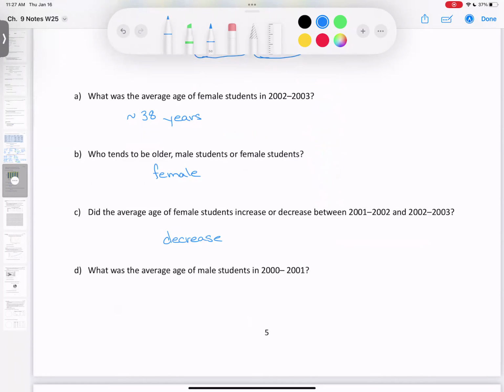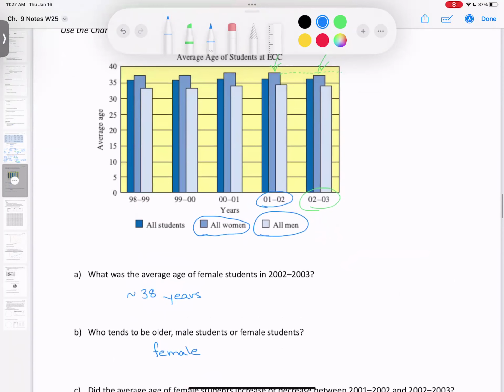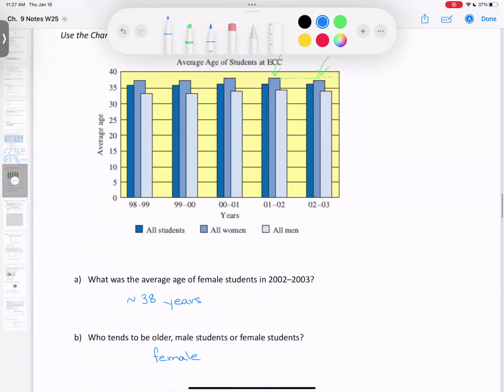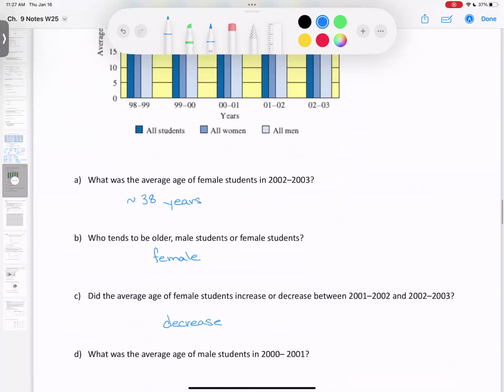Okay, and what was the average age of male students in 2000 to 2001? Okay, so let's go back here. So now we're looking at 2000 to 2001. So that middle group of columns there, you're looking at men. Okay, we're looking at the average age of male students. So it's going to be this bar here. And so I would say that's somewhere around 34.